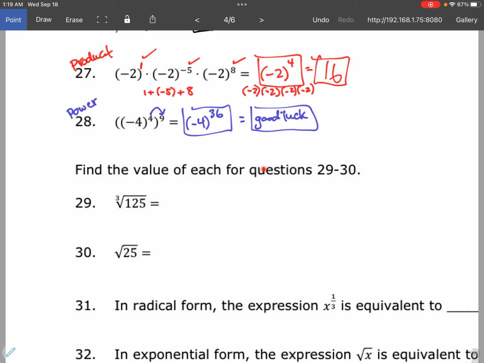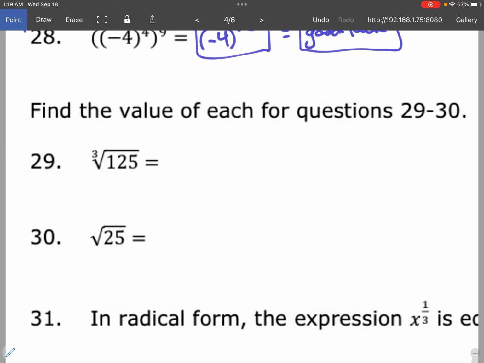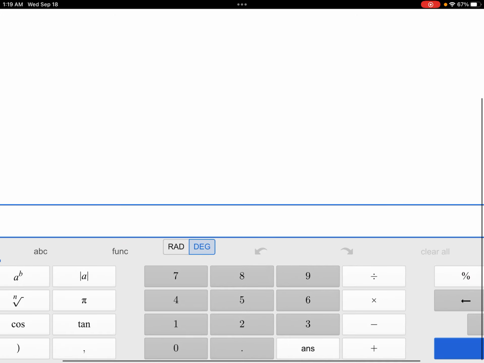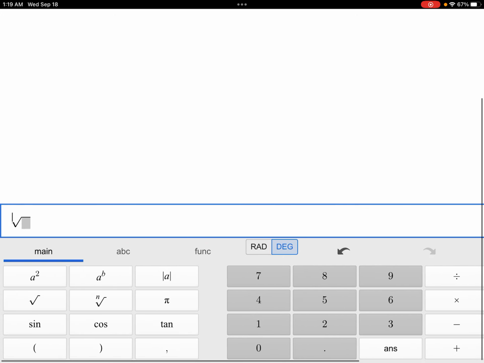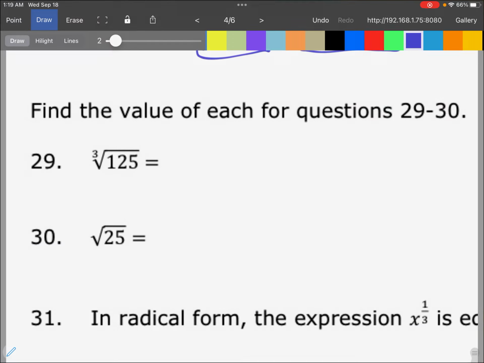Find the value of each for questions 29 and 30. Okay. I have a calculator. Let's go ahead and pull out that Desmos calculator that y'all be using. Desmos calculator. Cube root of 125. Voila, it's equal to 5. That was so tough.